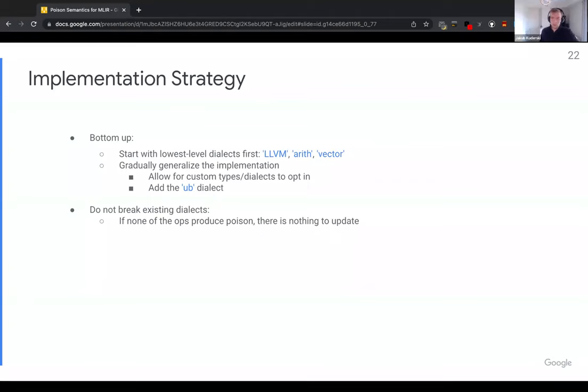One worry would be: is it possible for poison semantics to break existing dialects? My answer is that if we do it bottom up, in general it shouldn't break, because if your high level dialect doesn't have anything that produces poison, then it doesn't have to worry about poison. A counterexample would be something like a high level element-wise operation defined in terms of arith, where you would have to worry about what happens, because you use the arith op in your block or region. Or something like an if, where the if yields some value defined inside. So there are some exceptions, but in general it shouldn't bubble up.